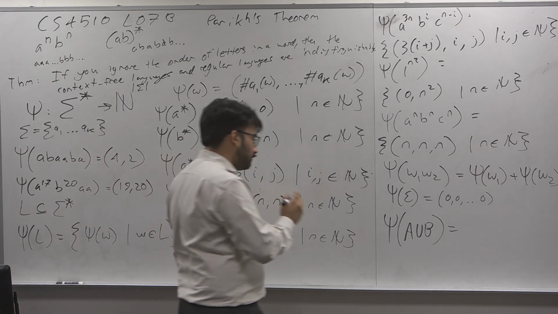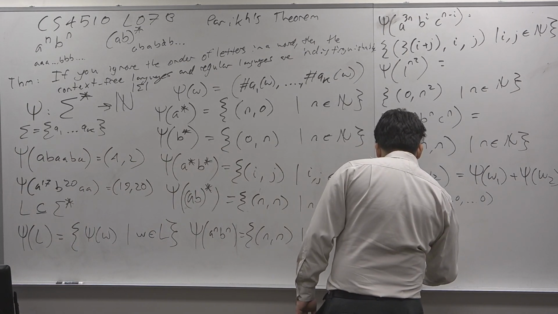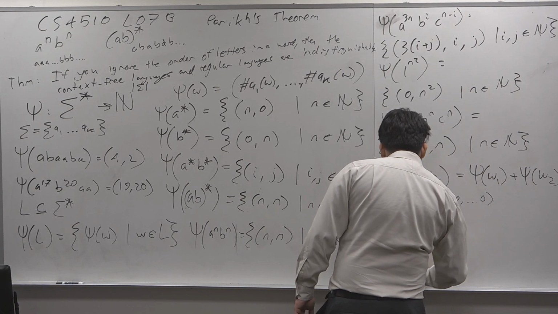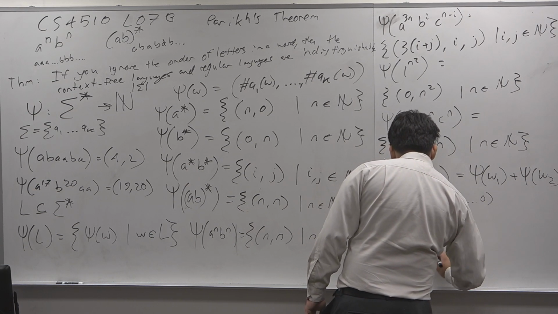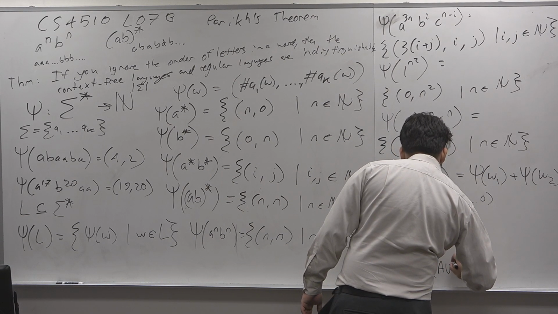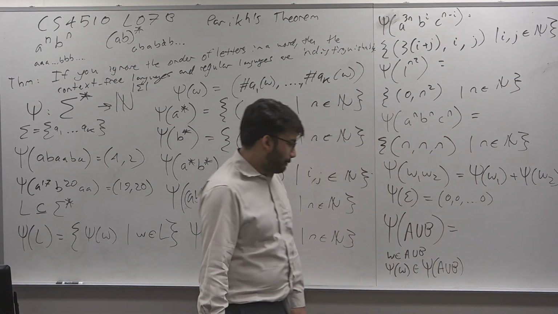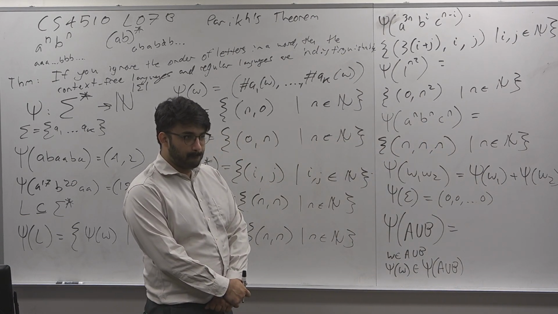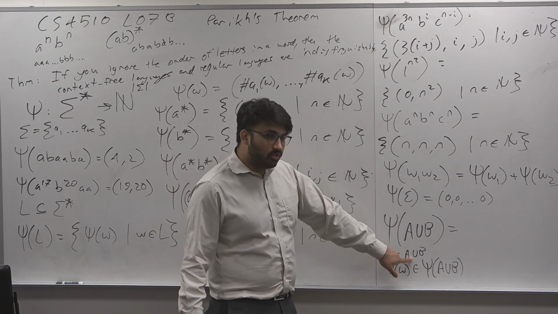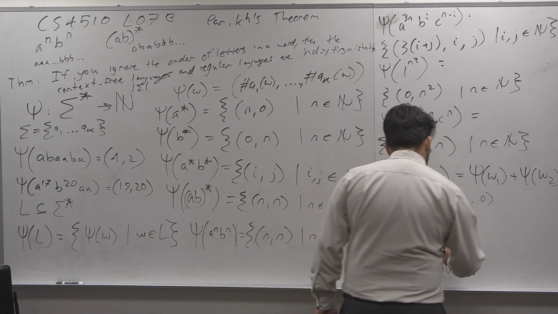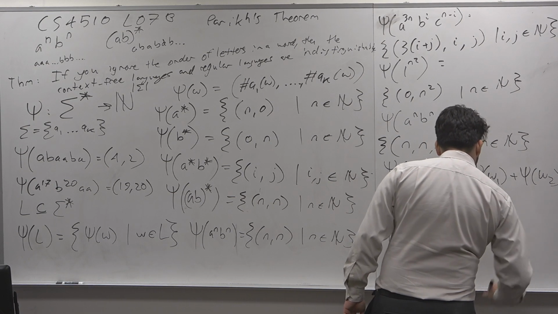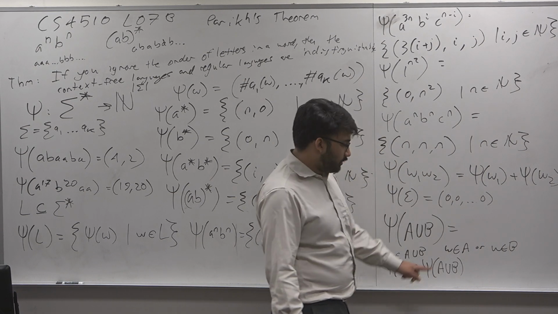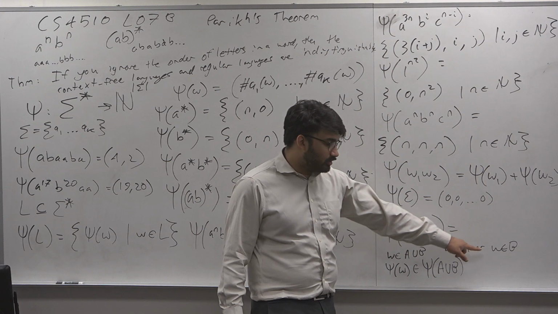I can expand a little. If W is in A union B, we know that the frequency of W is an element of the frequency of A union B. If W is in A union B, then we know W is in A, or W is in B. So we know that W is in A, or W is in B.